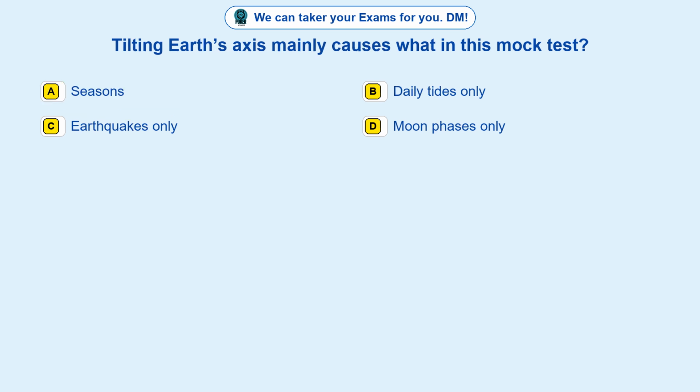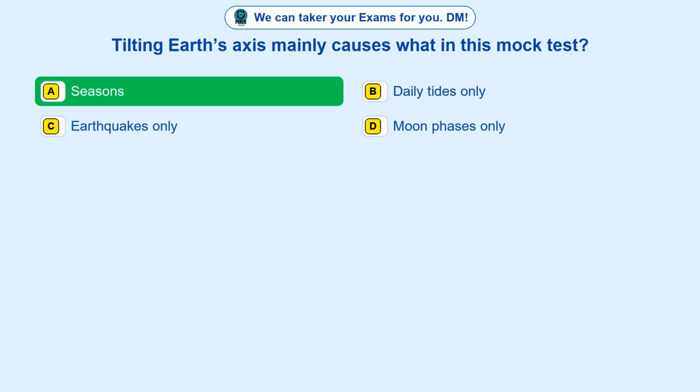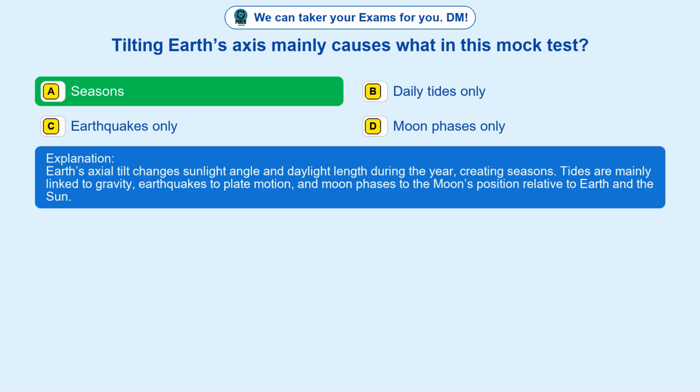Question 89. Tilting Earth's axis mainly causes what in this mock test? Option A, seasons. Option B, daily tides only. Option C, earthquakes only. Option D, moon phases only. The correct answer is option A. Seasons. Earth's axial tilt changes sunlight angle and daylight length during the year, creating seasons. Tides are mainly linked to gravity, earthquakes to plate motion, and moon phases to the moon's position relative to Earth and the Sun.